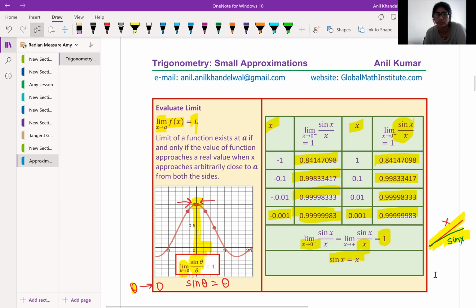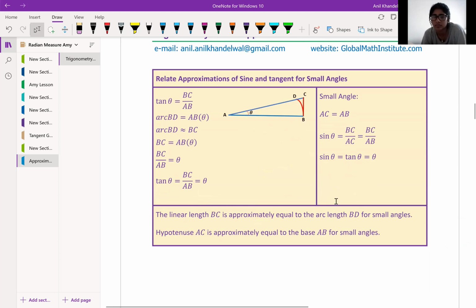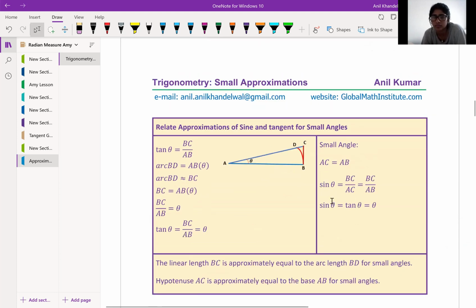Now let's see about tan x. We know tan x will be slightly more than x from the graph we just saw, but now let us see how exactly we can derive it. Here I've taken a segment AB and made a right triangle ABC. In this particular case, I have a right triangle with angle 90 degrees at B.